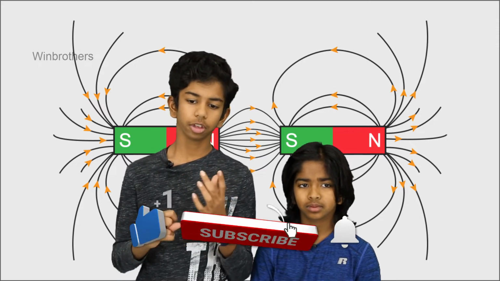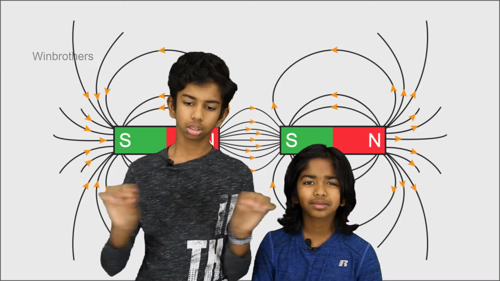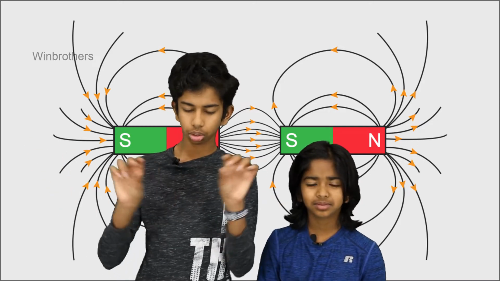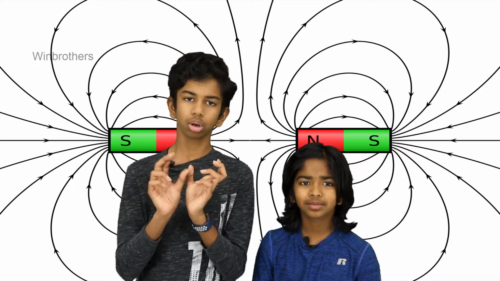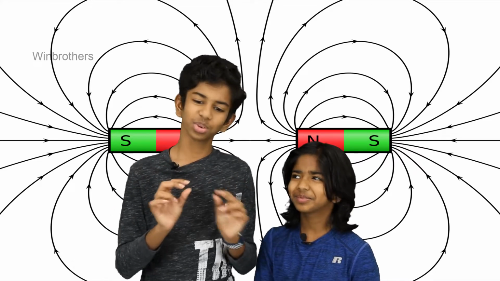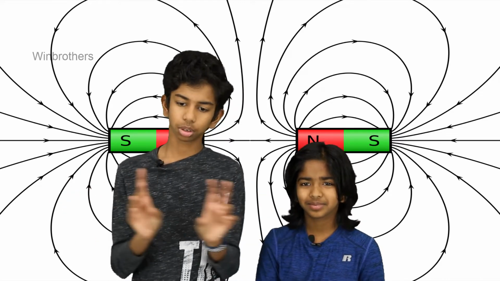If a magnet's North Pole and South Pole come close to each other, they'll attract and stick together. However, if you have a North Pole and a North Pole, or a South Pole and a South Pole, they'll repel. That means they'll push each other apart.